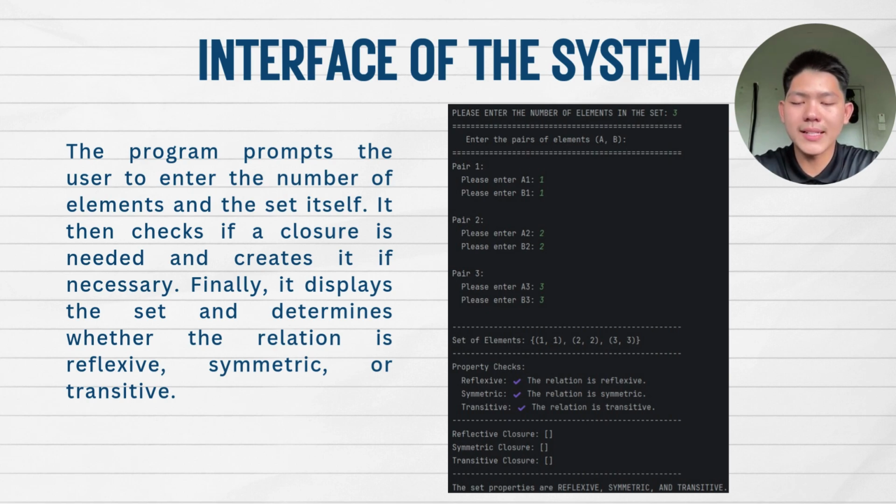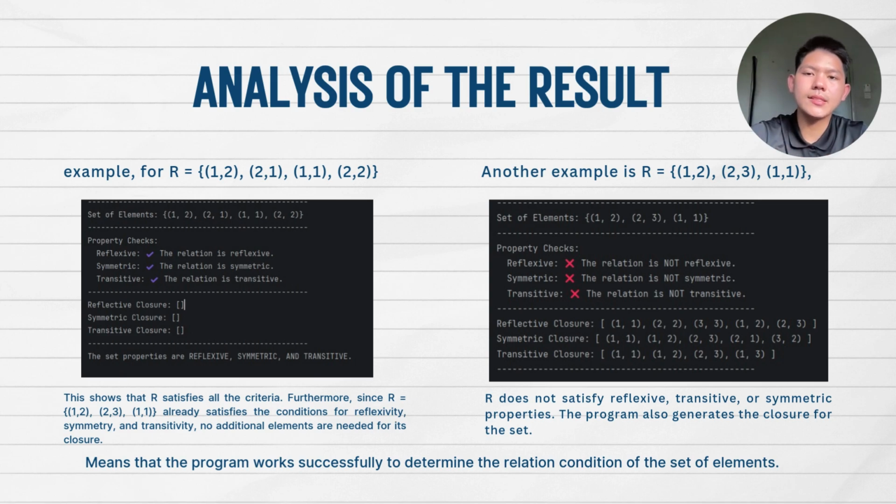For the analysis of the result, we conducted two tests: one where the relation successfully meets all the conditions and another where it fails, requiring closure to be added. First, for the successful case, we tested the relation R equals {(1, 2), (2, 1), (1, 1), (2, 2)}. The program correctly identified that this relation is reflexive, symmetric, and transitive. Since all conditions were met, no additional elements were needed for closure.